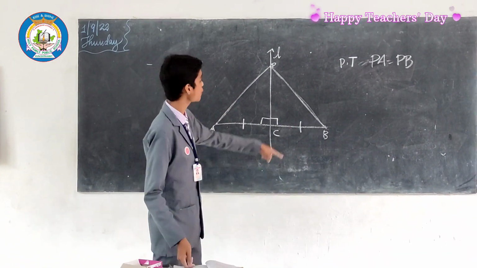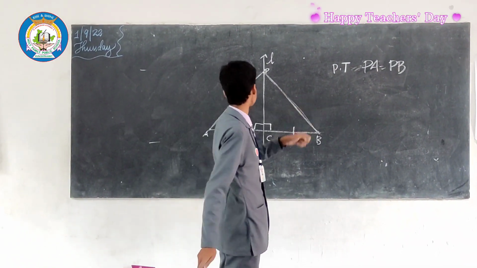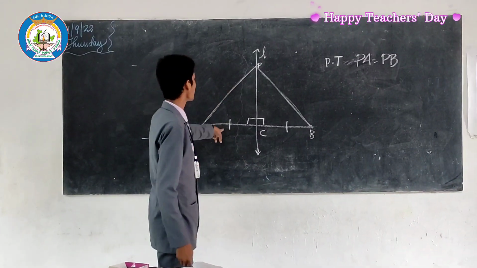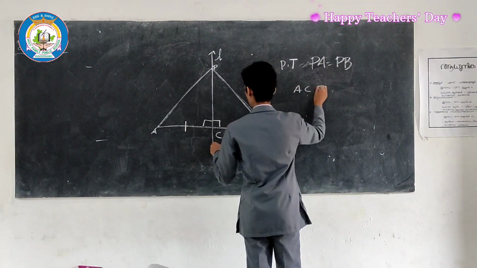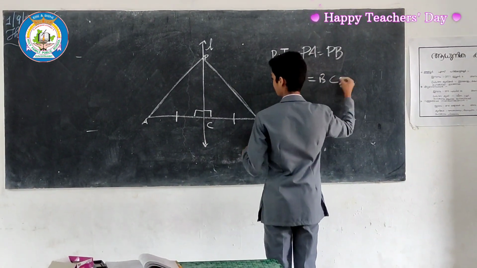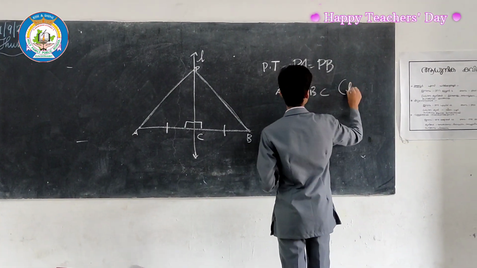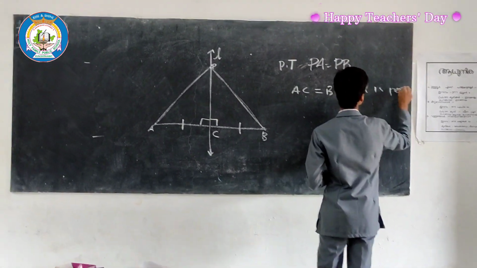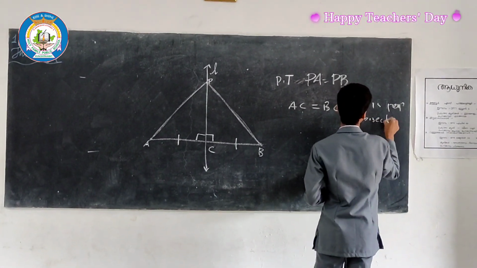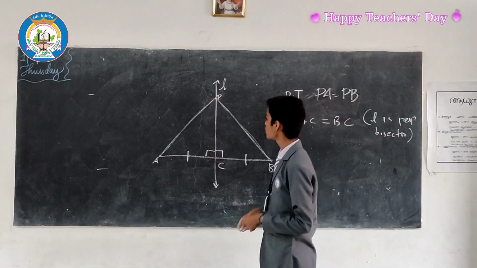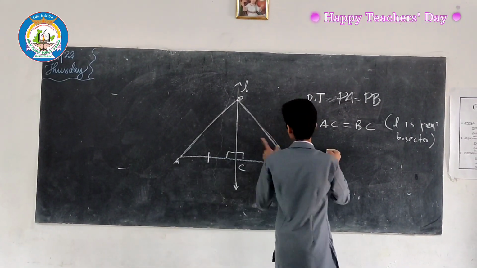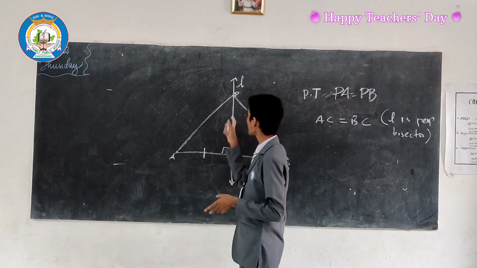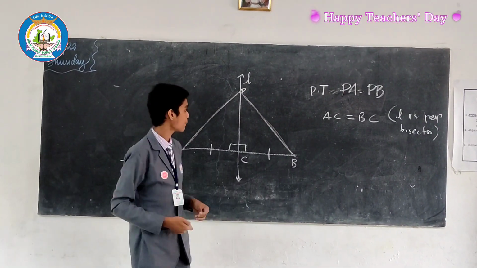So what are we asked to prove? We are asked to prove that PA is equal to PB. We have a side here which is AC, so we can write it down. AC is equal to BC since L is the perpendicular bisector of AB. Now we can find that this angle is equal to this angle, because they both are 90 degrees and this line is perpendicular to AB.